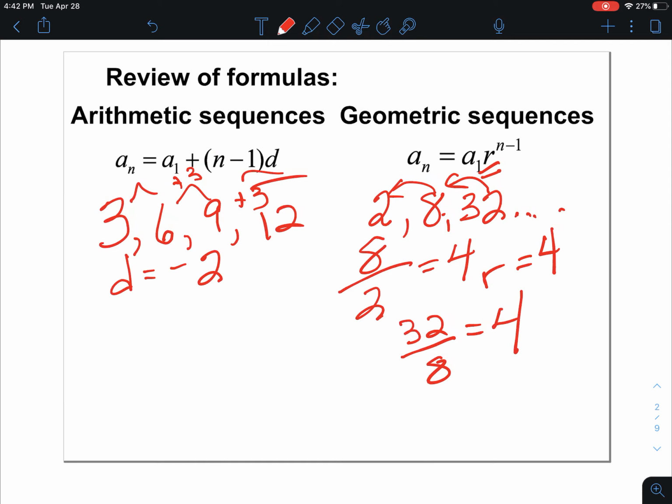Now, ratios can be positive numbers. You could have a negative number as your ratio, and if that happens, your sequence goes from positive to negative numbers. And you can also have fractions and decimals. So if you multiply by fractions, let's say 1/4 is your ratio, the numbers will be getting smaller as you're going from left to right because you're multiplying by a fraction or dividing by 4, basically.